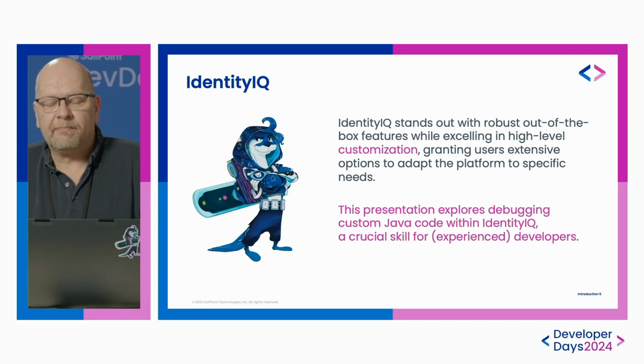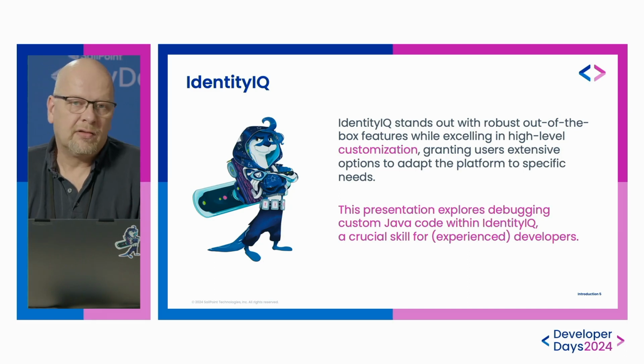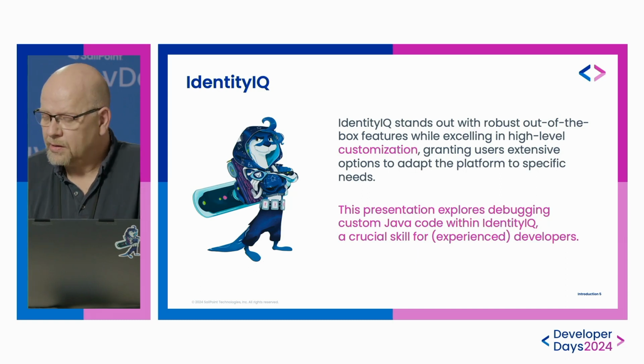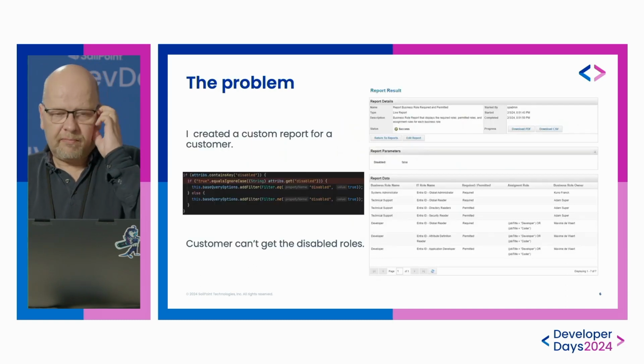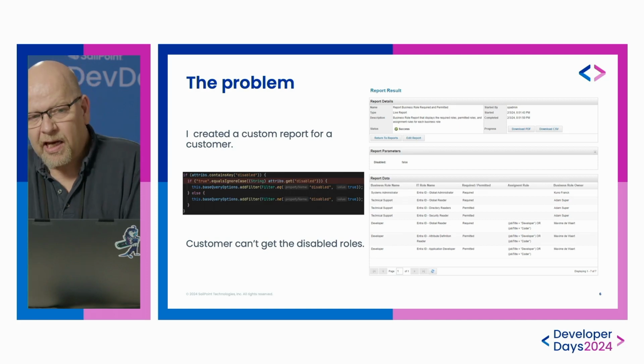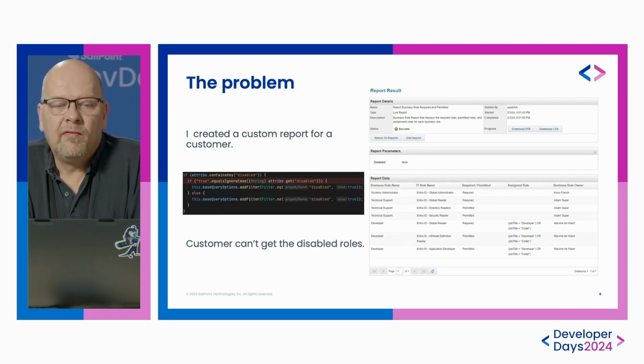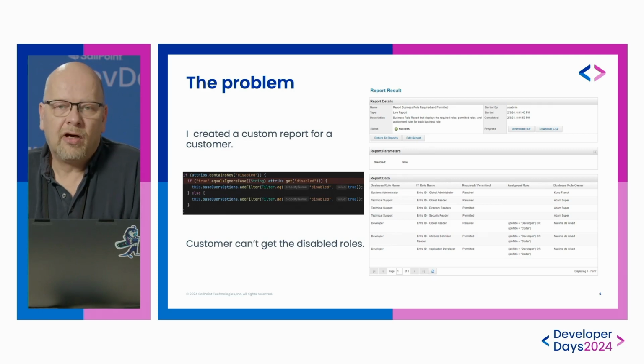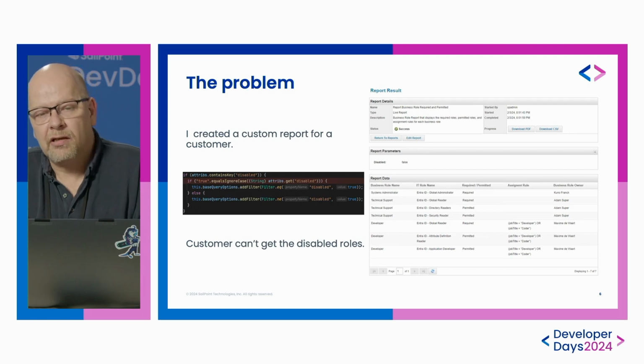So I want to talk about debugging, as I already mentioned, and debugging is just essential basically for every type of development that you're doing. The problem that I will explain in the demo in the end will be about a custom report that I created for IdentityIQ. The report is also added to the development community in the collab section, and you can find it over there. But I created it.